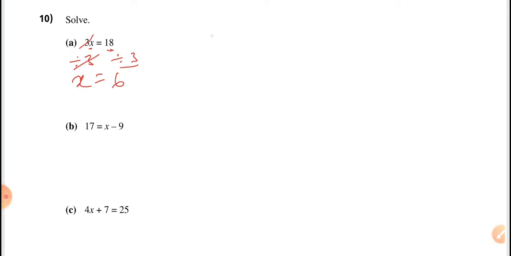Let's check if it's right. 3 times x is equal to 18. But we think that x is 6. So 3 times 6 is equal to 18. And that is true. So therefore x is equal to 6.